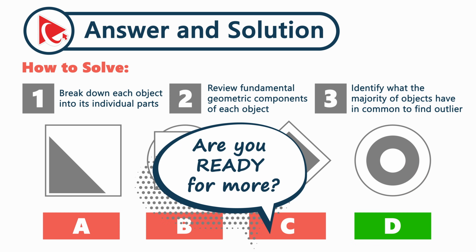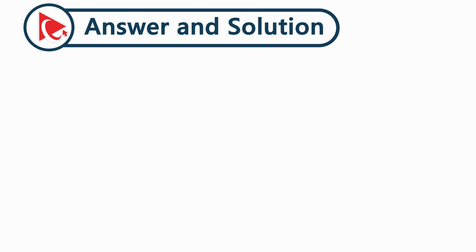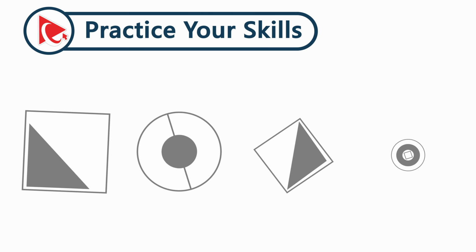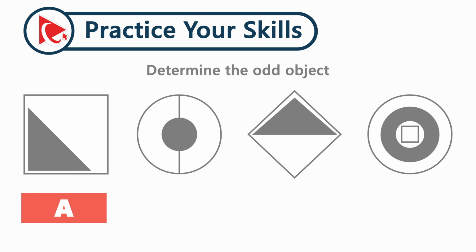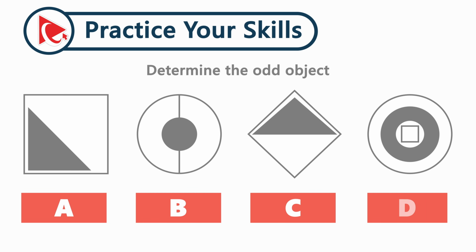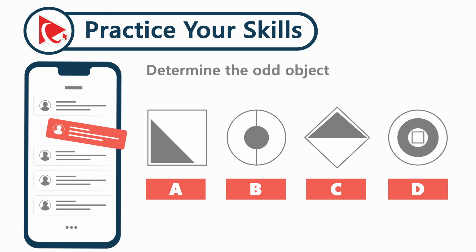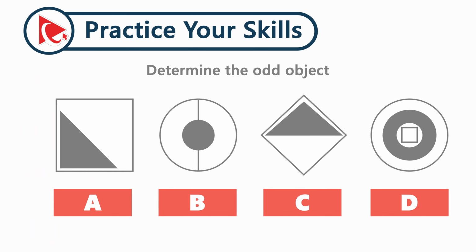Are you ready for more? Try this question to see how you would do. You're presented with 4 cool-looking shapes, and you need to determine the odd object that doesn't belong. Your choices for the answers are choices A, B, C, and D. After you've selected your final answer, post it in comments, and I'll share my feedback. Enjoy solving this cool problem.